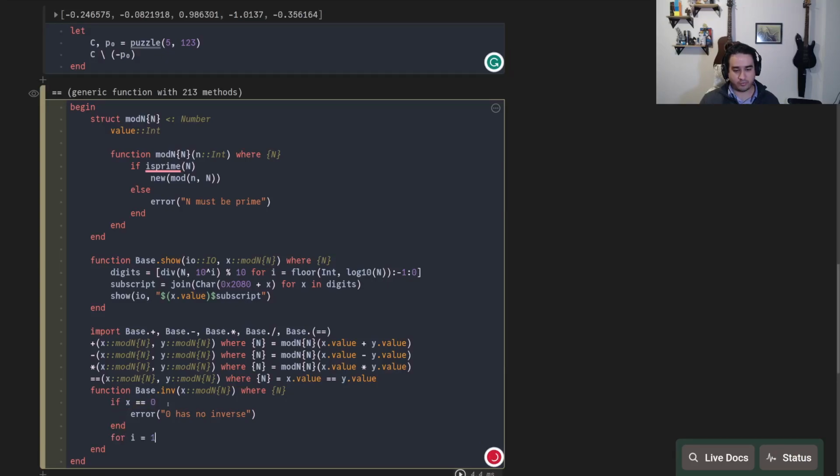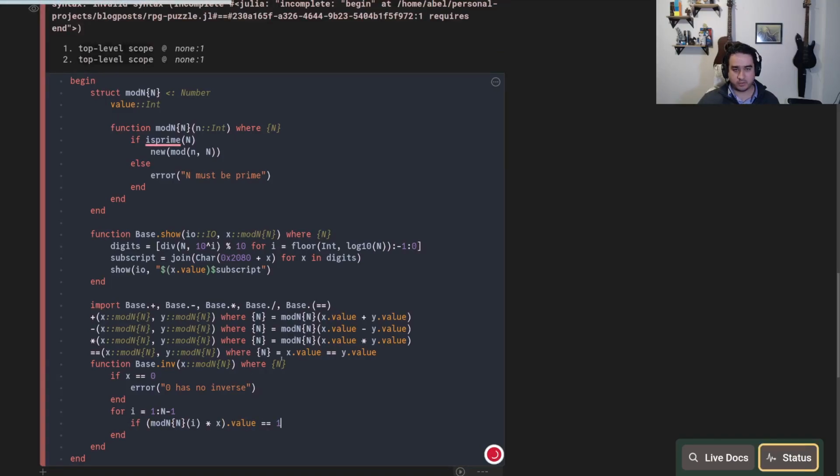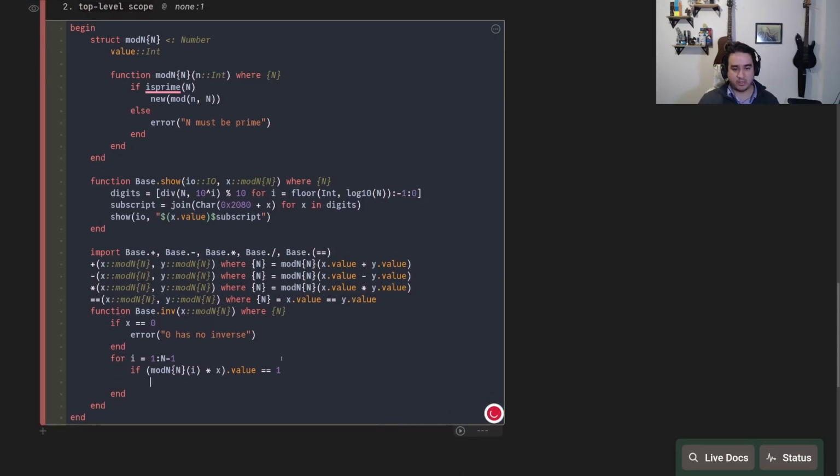And then I'm going to do a for loop between 1 and n minus 1. So if mod n i times x is equal to 1, and it's probably easier if I do this with .value equals 1, so I don't have to worry about things like that. If this is the case, I'm going to return mod n i.